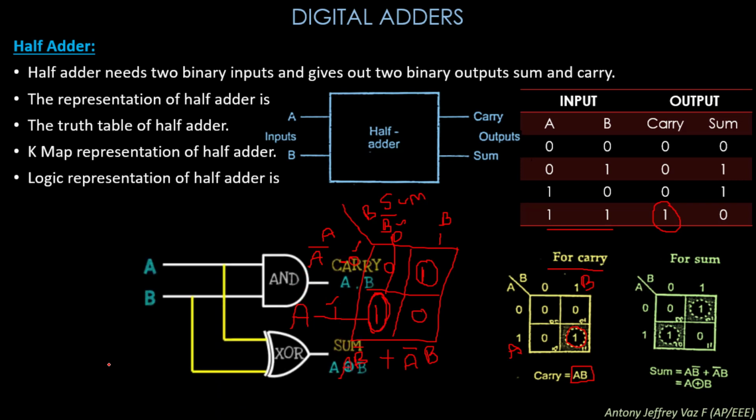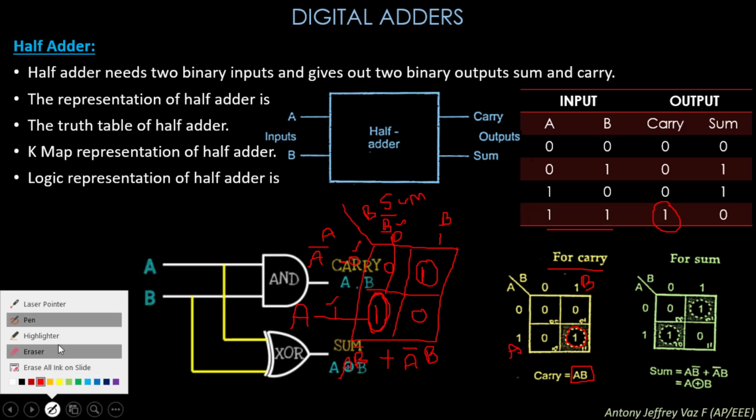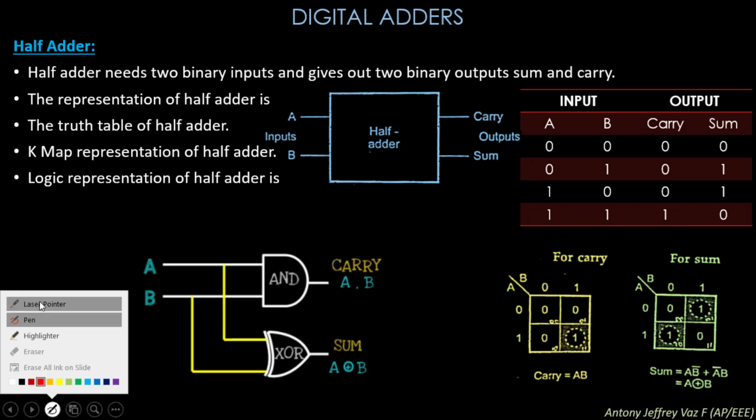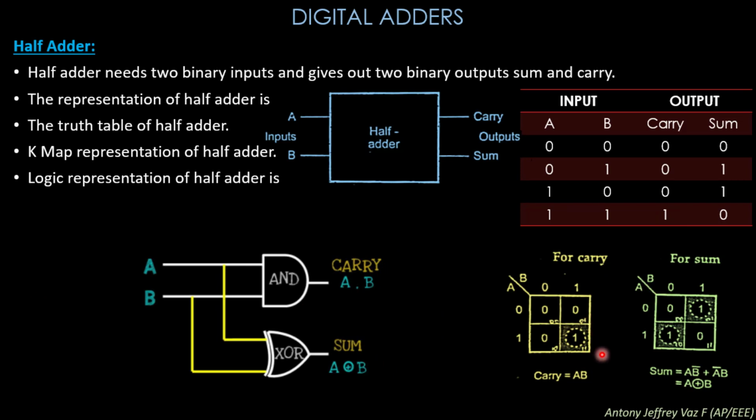The logic representation of the half adder can be easily determined. So how it is determined here is, you can see the carry first. To find the carry, you need to multiply A and B. So 1 into 1 gives you the carry, whereas the other combinations, 1 into 0 is 0, 0 into 1 is 0, and 0 into 0 is also 0. So you should use an AND gate. You have to AND the two inputs.